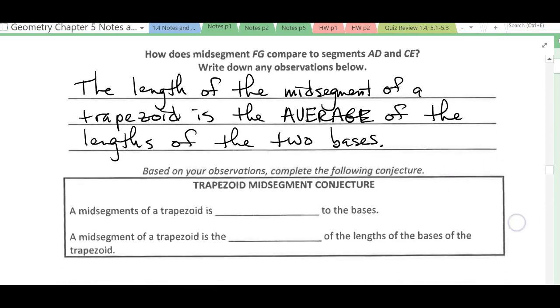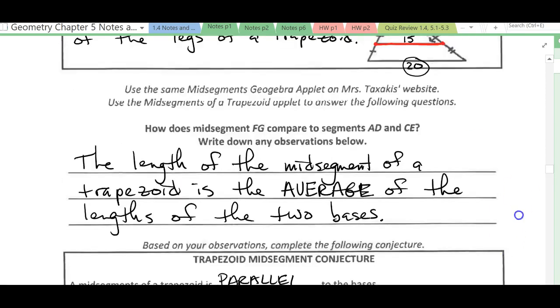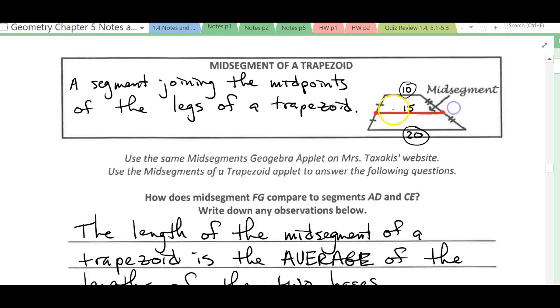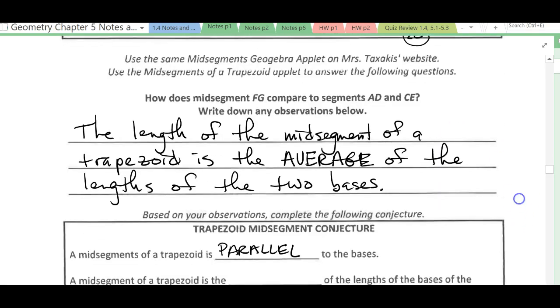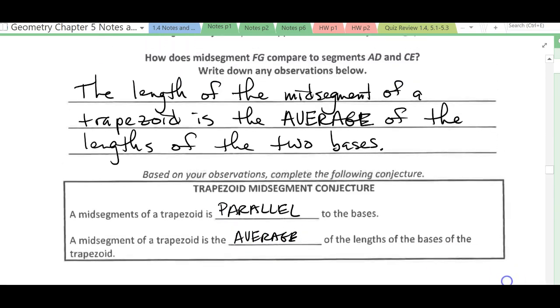All right, so let's complete our mid-segment conjecture here. The mid-segment of a trapezoid is, all right, we didn't talk about this yet, but it is parallel to the bases. So let's go back up here to our picture. This mid-segment is going to be parallel to all the bases. So we'll have all of our parallel line conjectures working there as well. And a mid-segment of a trapezoid is the average of the lengths of the bases.